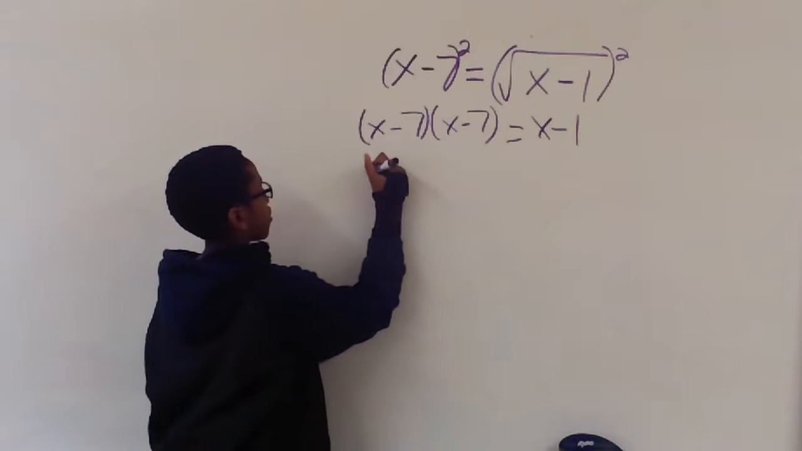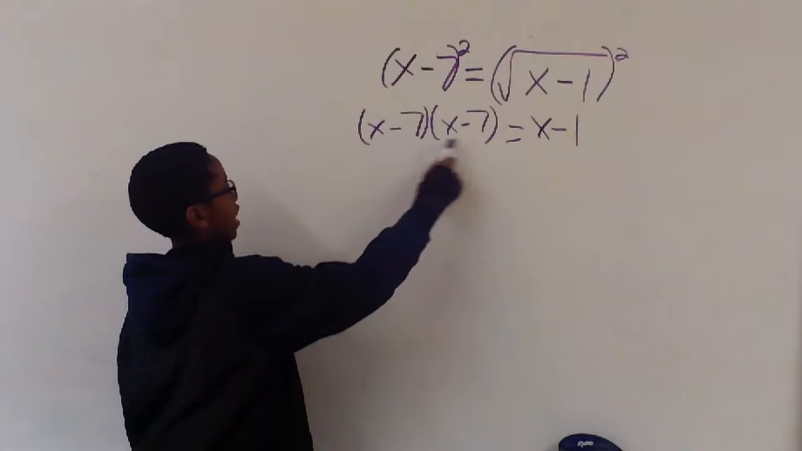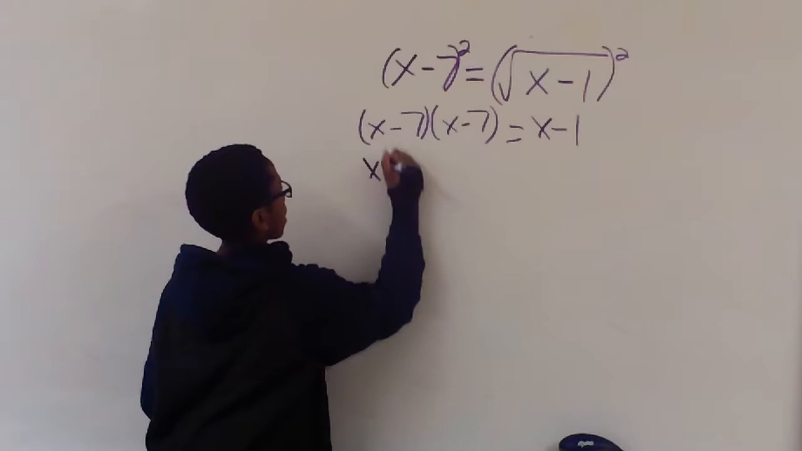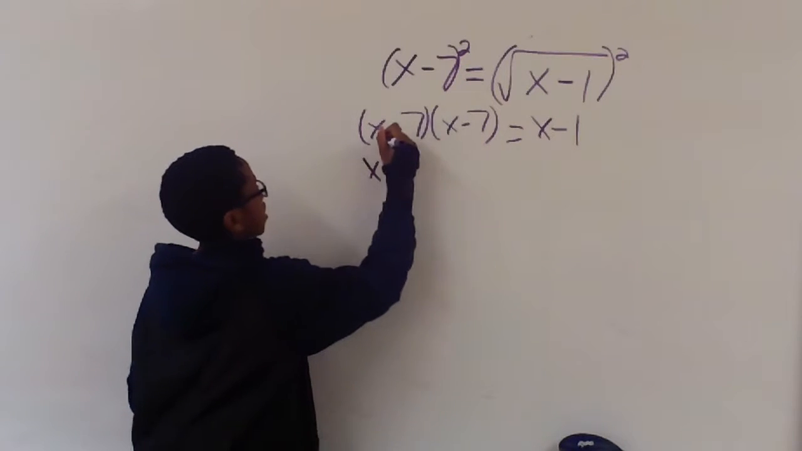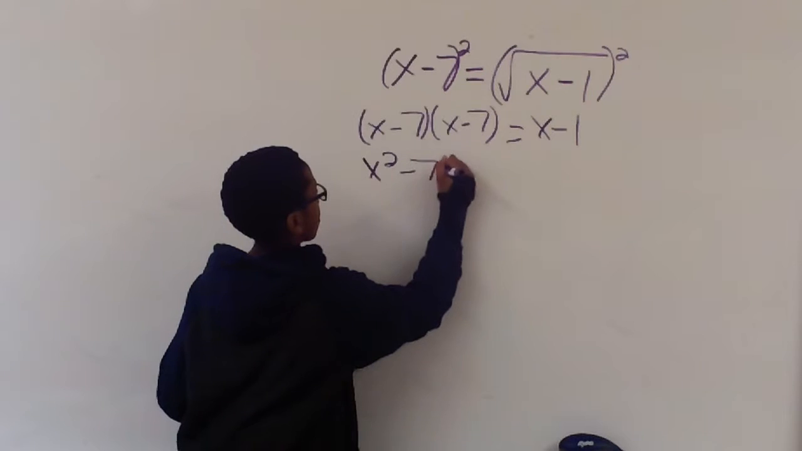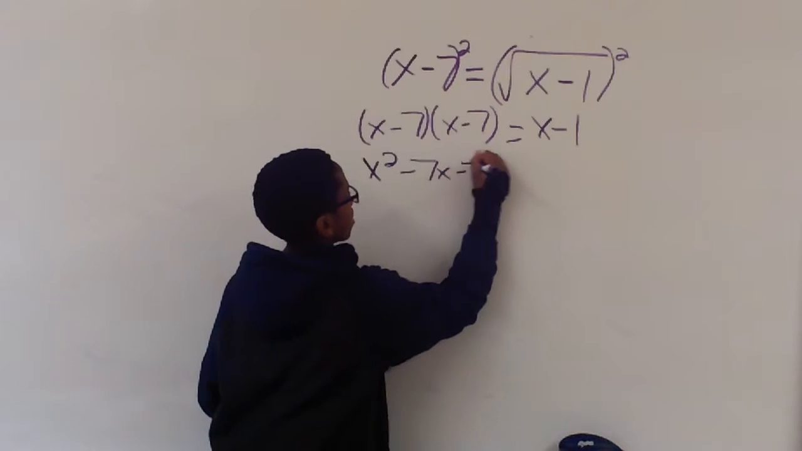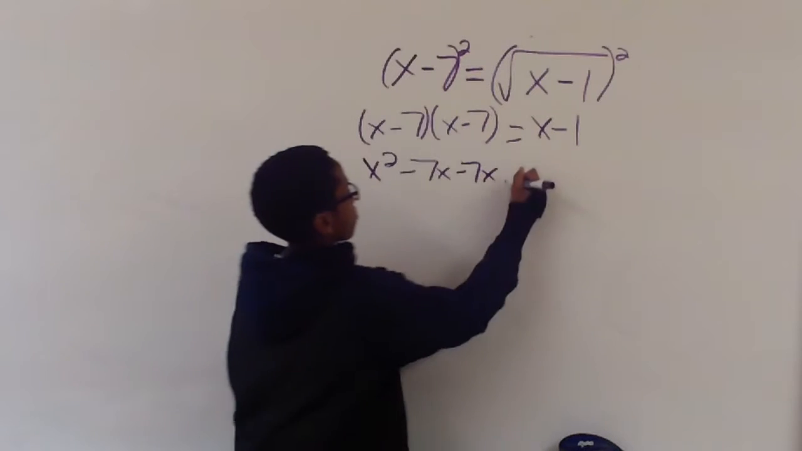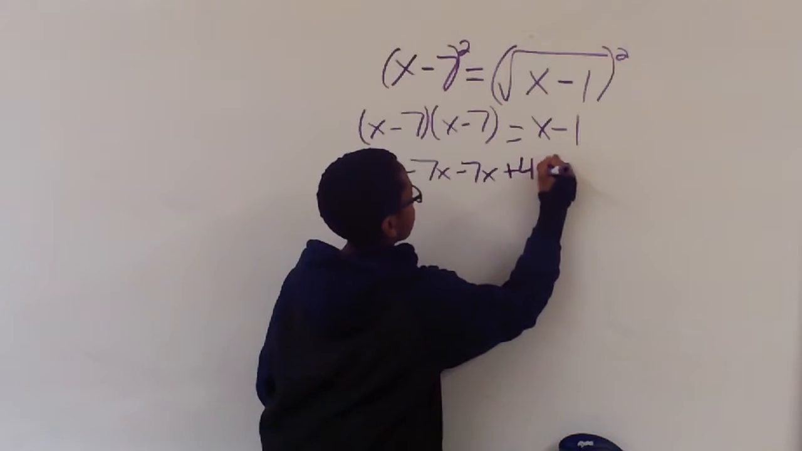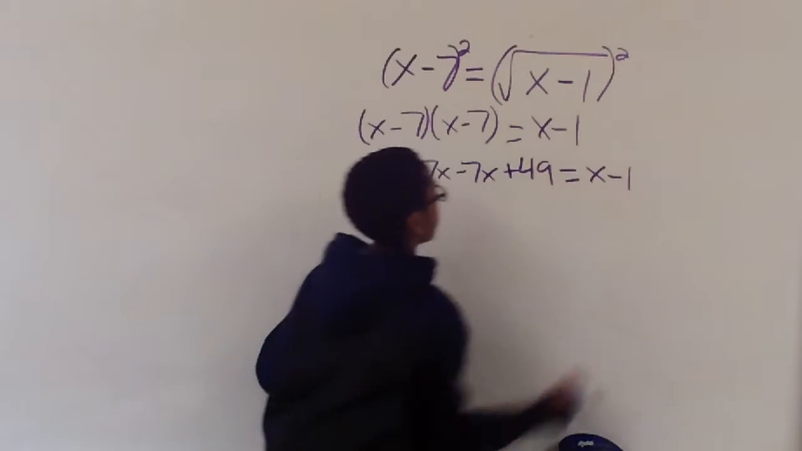So now you have to FOIL, which means first, outside, inside, last. First, you want to multiply the first terms: x times x is x squared. Then x times negative 7, so negative 7x. Then negative 7 times x, so negative 7x. And then negative 7 times negative 7, which is plus 49. And now it equals x minus 1.